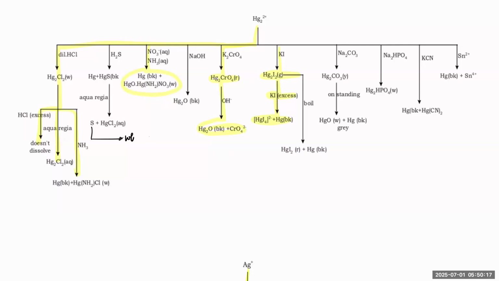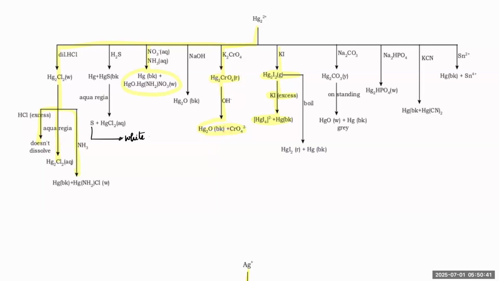This part is white colloidal form. Next, NO3 minus and NH3, if you react, you will get this form, which is a white PPT. And with K2CrO4, it will become Hg2CrO4, which is a red color PPT. And on reaction with OH minus, this chromate will convert into chromate ions and Hg2O, which is a black PPT.